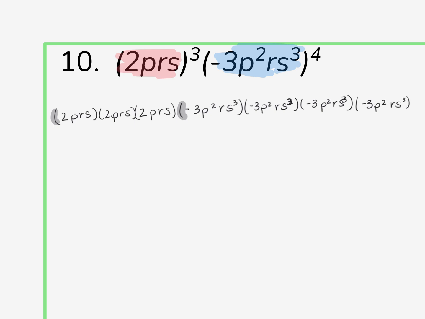Okay, now we're just going to do the same thing. We're going to take all of our coefficients and multiply them. So I'm going to take 2 times 2 times 2 times negative 3 times negative 3 times negative 3 times negative 3. If I multiply all those together, I get 648. So my coefficient is going to be 648. And then I'm going to add all my p's up. When I add my p's, I get p to the 11th. And I add all my r's up, I get r to the 7th. And I add all my s's up, and I get s to the 15th.